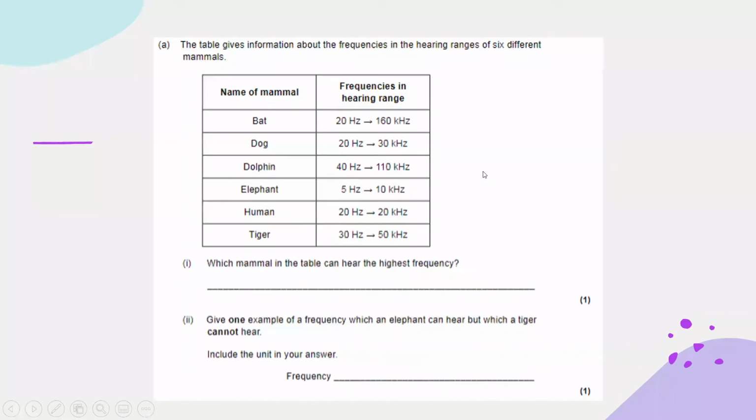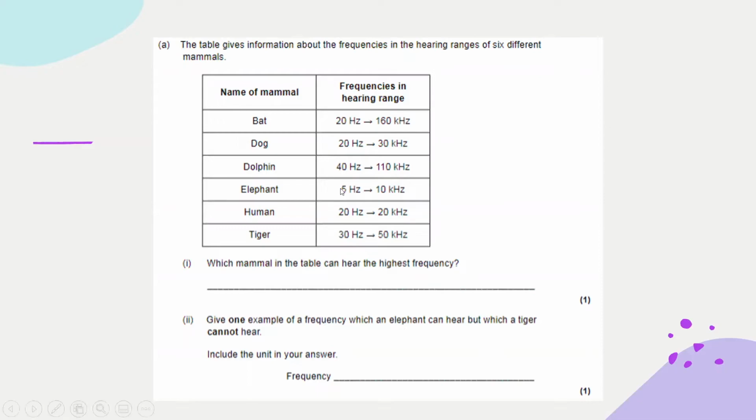Okay, let's look at some practice questions. The table gives information about the frequencies and the hearing range of 6 different mammals. So we've got different frequencies there. Which mammal in the table can hear the highest frequency?